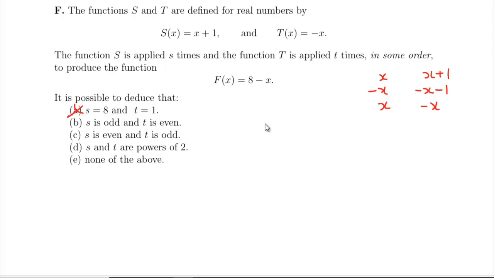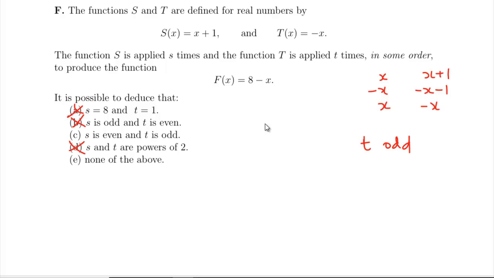Well, t must be odd, because otherwise we're not going to end up with a minus x. So that's one thing we can say. Every time we do t, we flip the sign of x, so we need a minus x. So we have to have t odd. So it's not going to be b, and it's not going to be d. So it's either c or not at all.